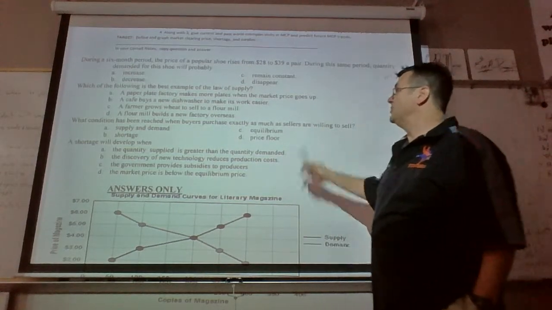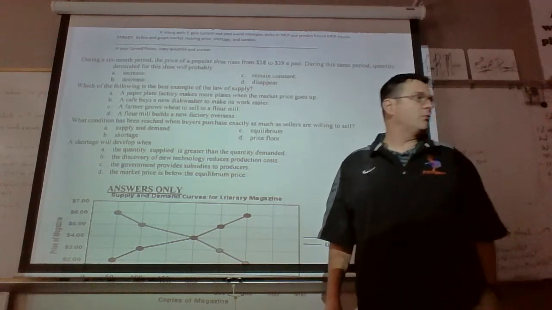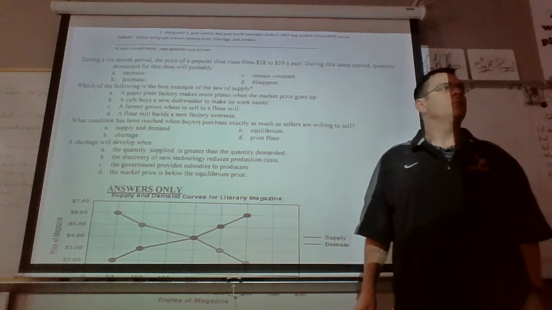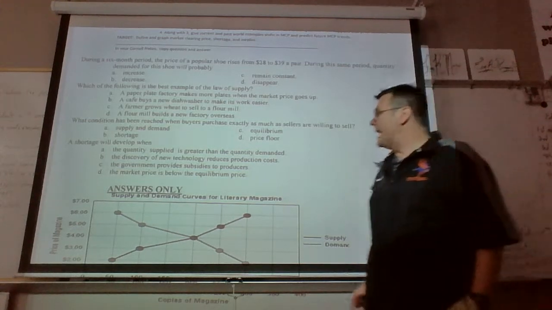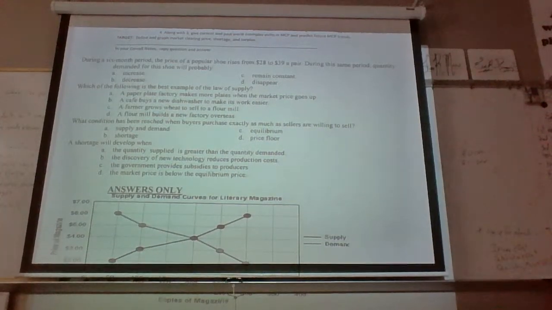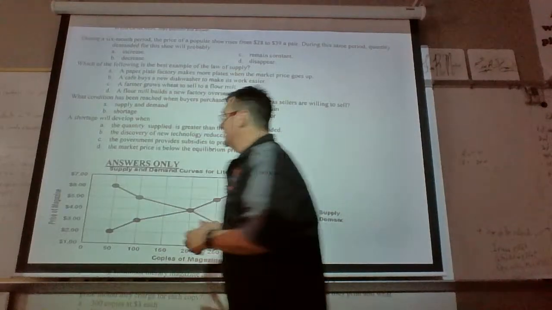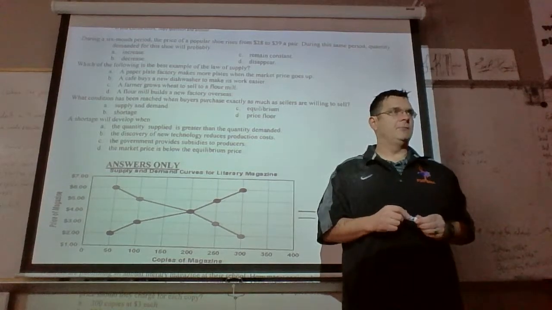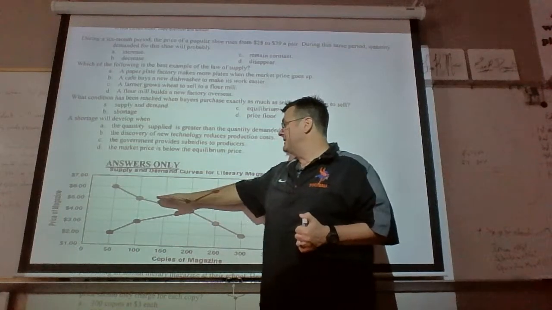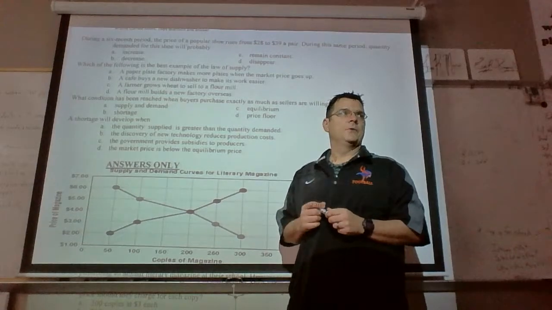Third one. What condition has been reached when buyers purchase exactly as much as sellers are willing to sell? A, B, or C? Throw it on the whiteboard. Let me see. C's and D's are the answers that we have. D is not correct. Let's talk about that. We will do a lot more with price floors and price ceilings in the future. But just so you know, a price floor is the lowest that you can sell an item for. You can't go any lower than the floor. We'll talk about that in a few days. So they might say you can't sell it for any less than $5. That's as low as you can go. Not equilibrium. Okay, not market clearing.